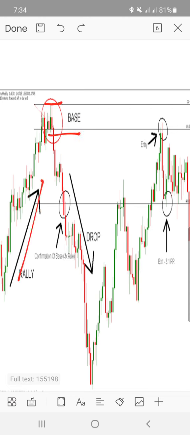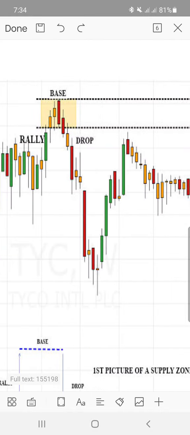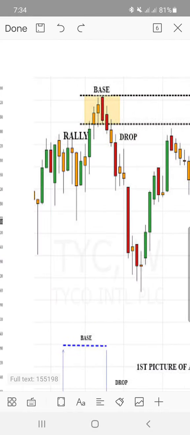We mark out the region of our base and our drop. Another thing you need to take note of is the fact that when we talk about the base, it doesn't necessarily mean that the market must range at that point. You understand? There are times that it will not range. Like in this case now, it didn't range.